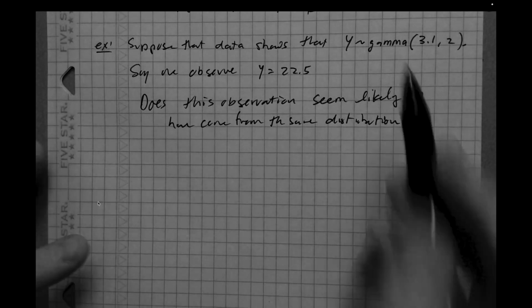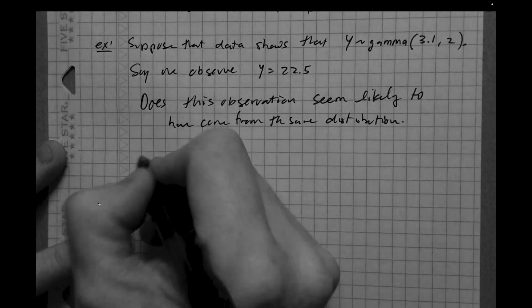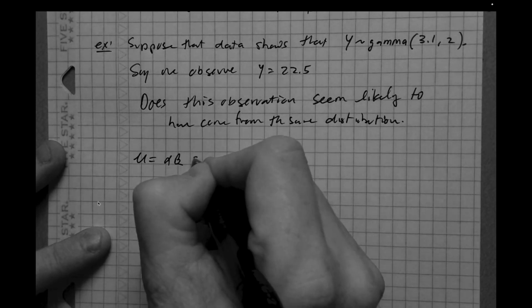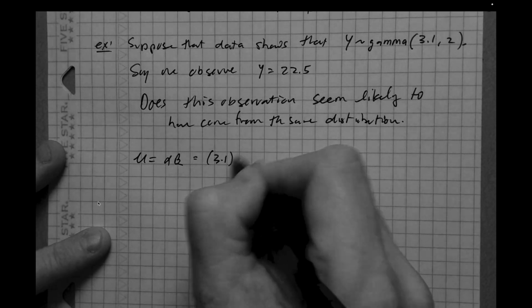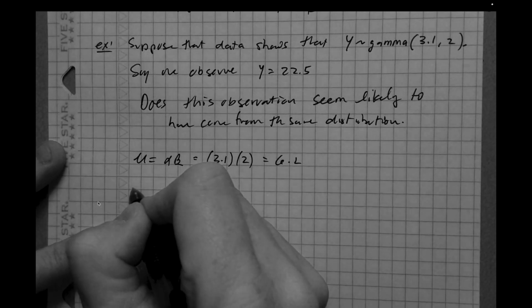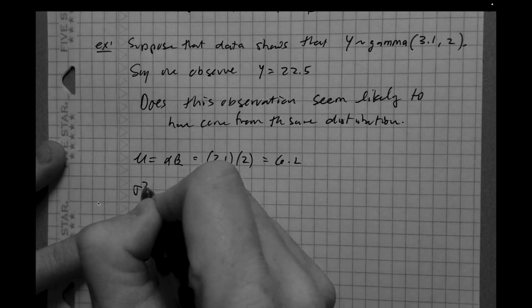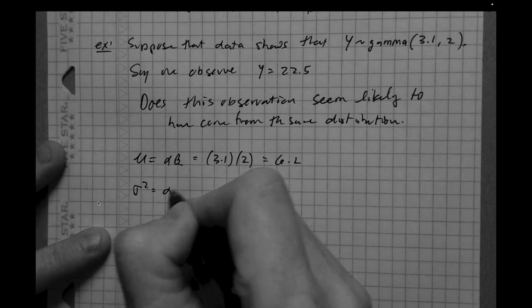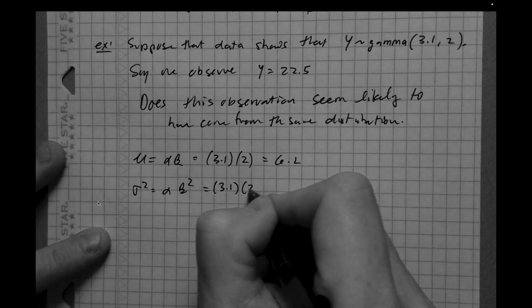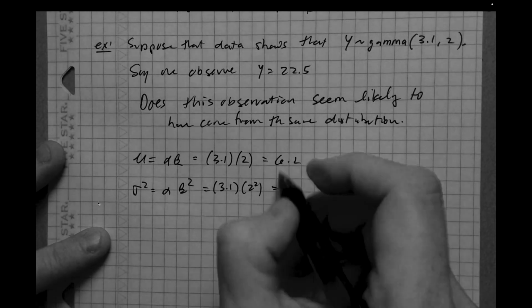All right, well, we know that it's a gamma distribution, so what's the mean here? The mean of a gamma distribution is alpha times beta. So that's 3.1 times 2, so it's 6.2. The variance is sigma squared equaling alpha times beta squared. So that's 3.1 times 2 squared, and so that's going to be 12.4.